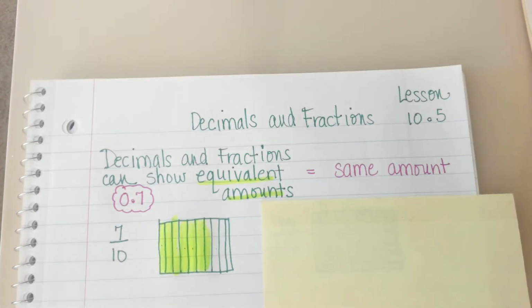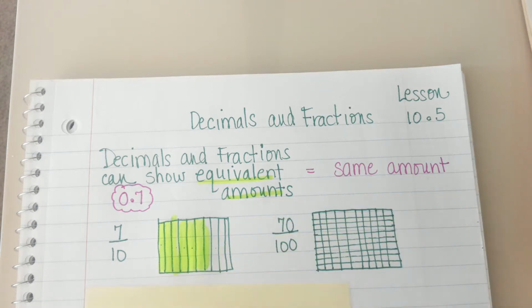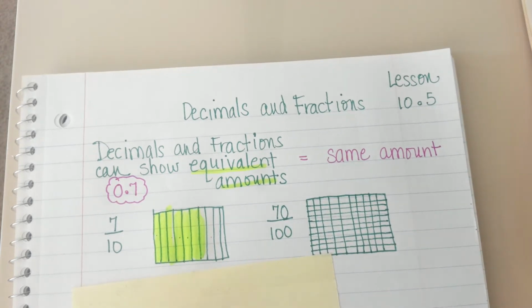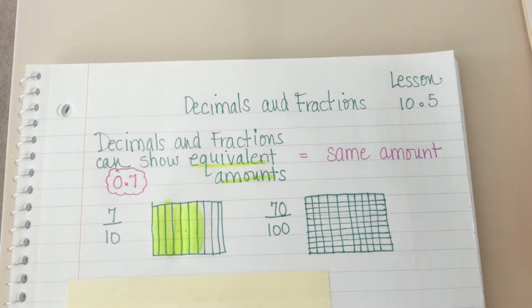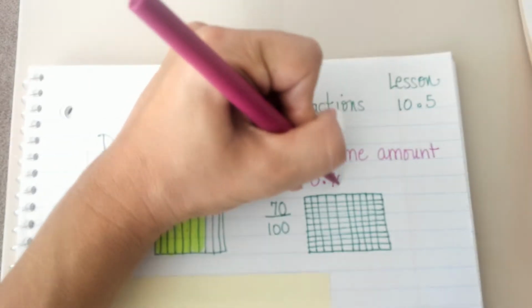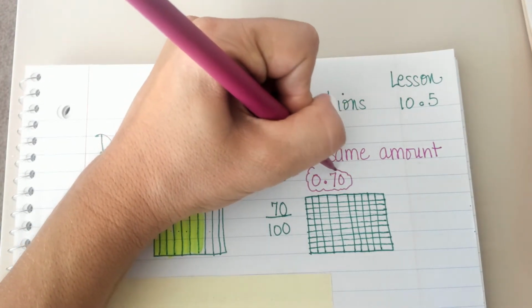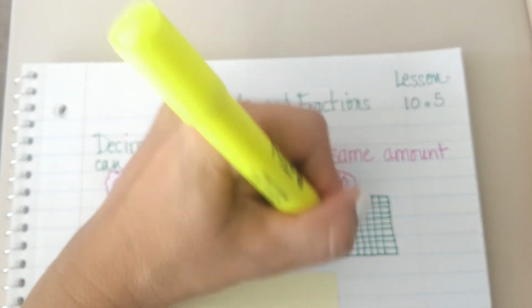And now you are going to draw 70 hundredths. You've got 7/10, and I can also write it in decimal notation as 70 hundredths. When you color it in, you're going to see that we are coloring in the same amount.